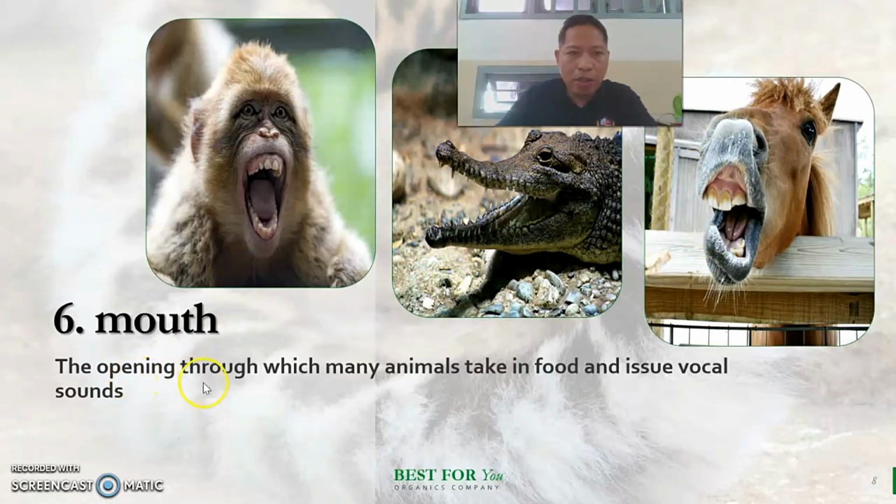And this mouth is the opening through which many animals take in food and issue vocal sounds. Without a mouth, the animals cannot eat, and without a mouth, the animals don't have sound. So the importance of the mouth is to take in food and to issue vocal sound. Okay.